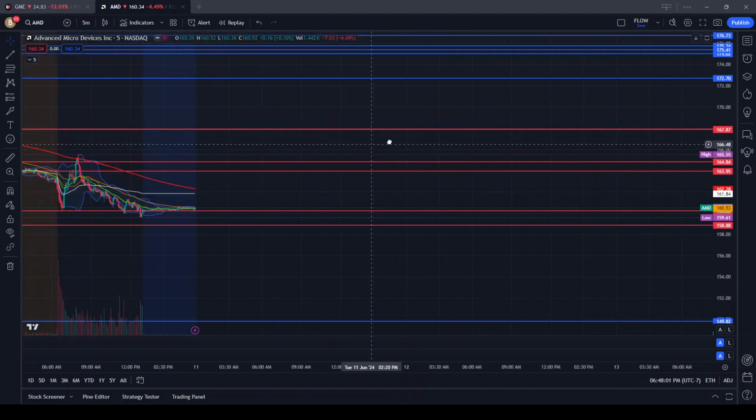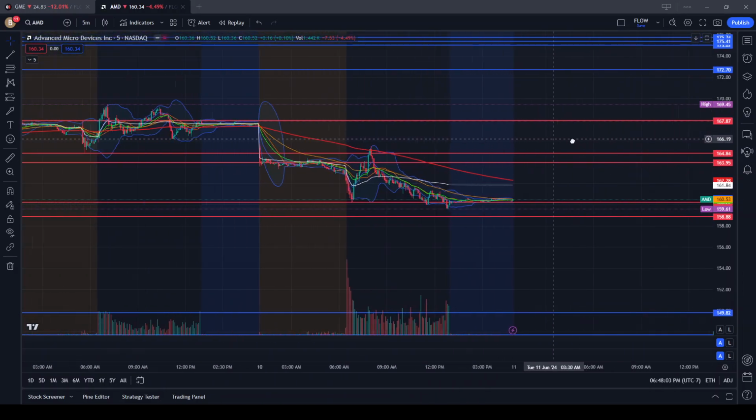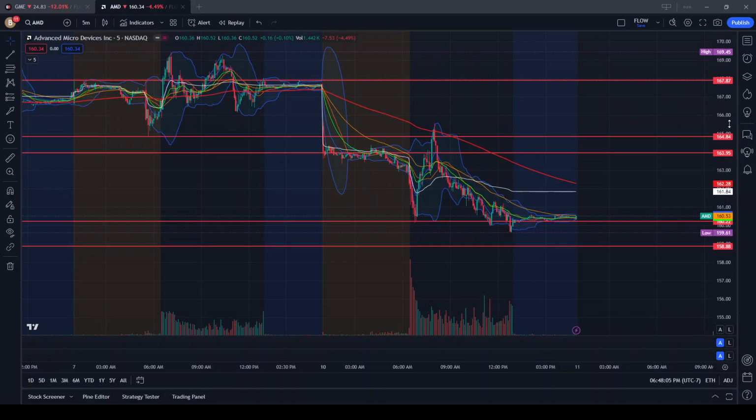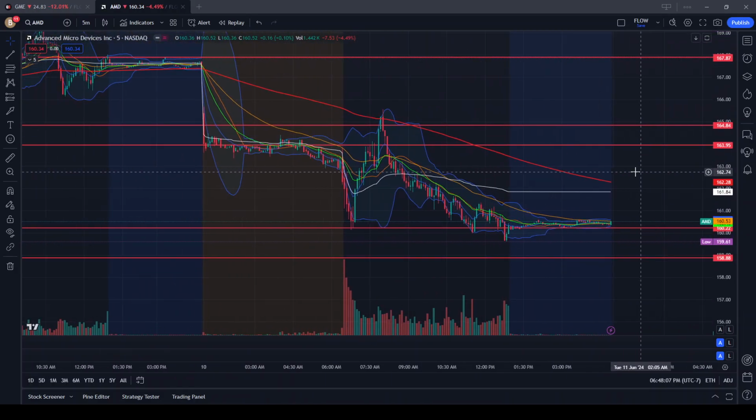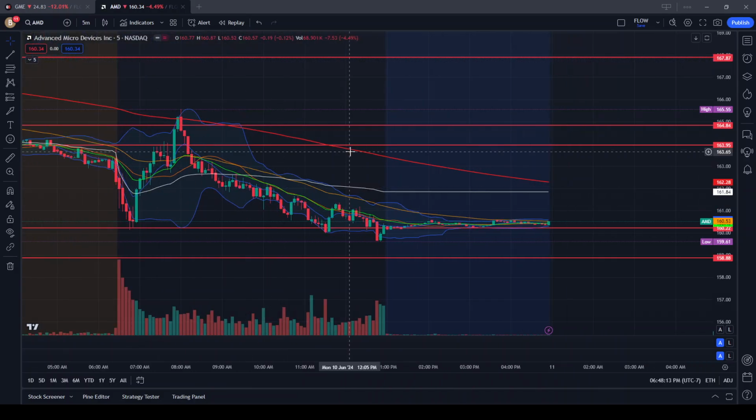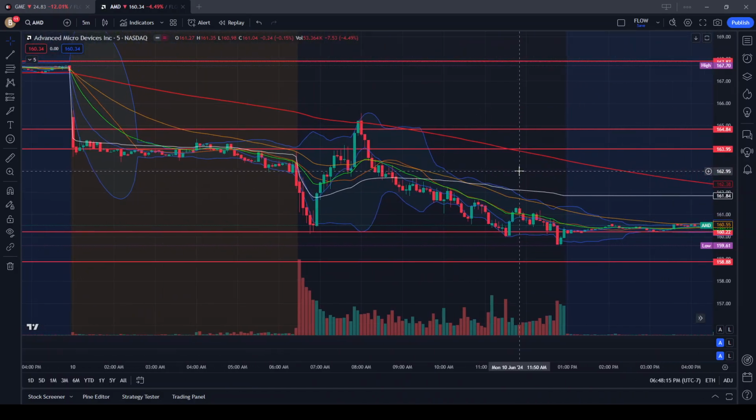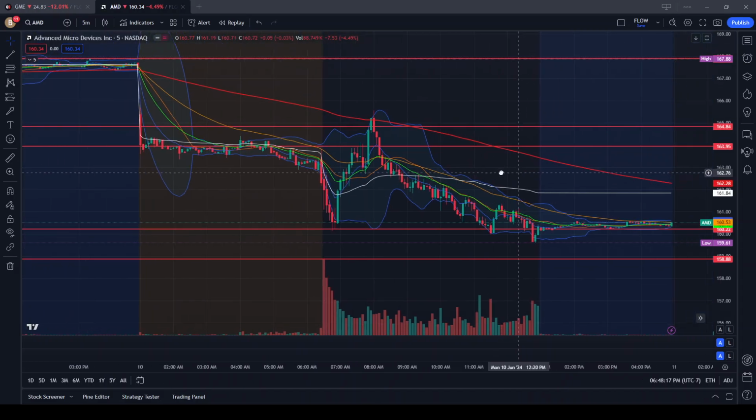So I have the extended hours trading available on this chart currently. And what I want to do is highlight for you guys exactly what I saw leading into the open. A lot of people will trade the open.